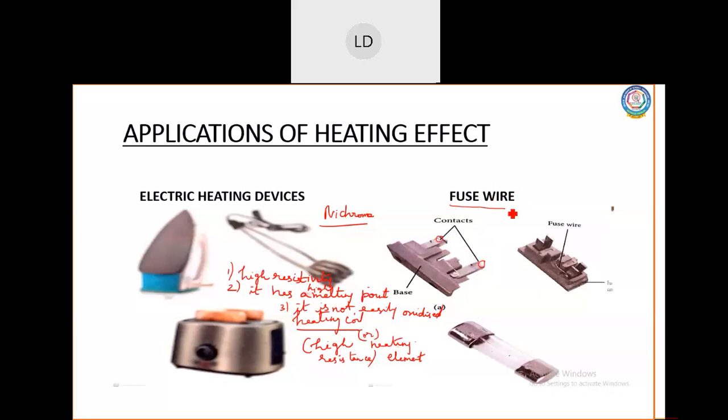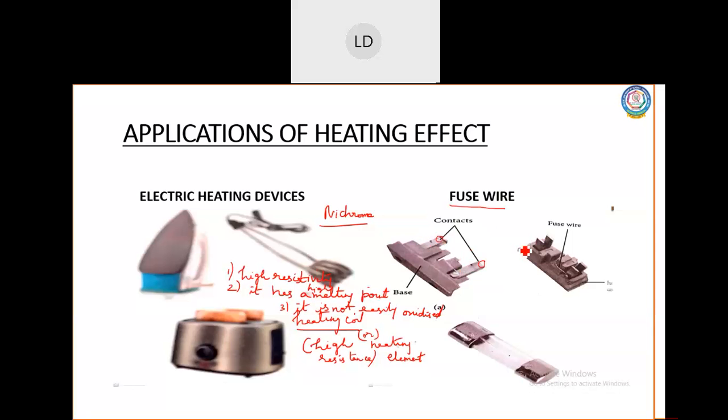This fuse wire is considered to have a very low melting point, so that, suppose in an electrical circuit there is a very high flow of current, immediately the current is transferred here. So the fuse wire takes the current. Since it is a very high current, immediately the wire will melt.